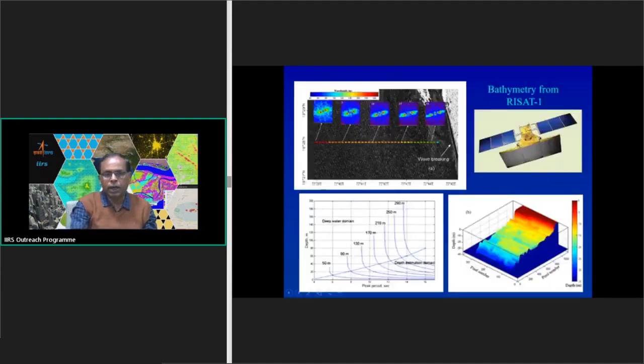And this is the bathymetry retrieved from RISAT data, which used the principle of the wave speed relationship, and the wave dispersion equation can be used, and you can easily find out the bathymetry. But it should be where the bathymetry is gently sloping, it can be nicely mapped using this principle, the wave dispersion equation.